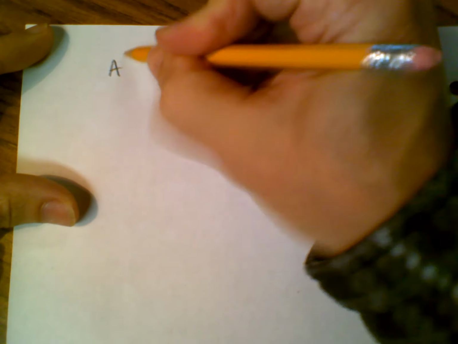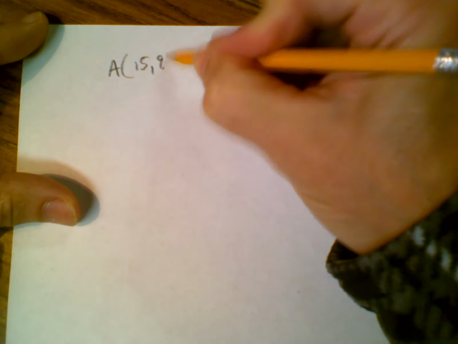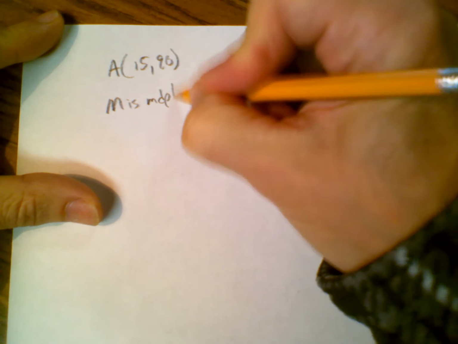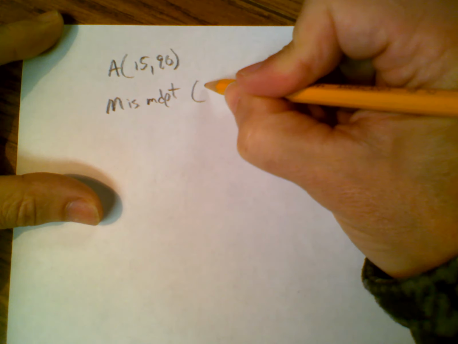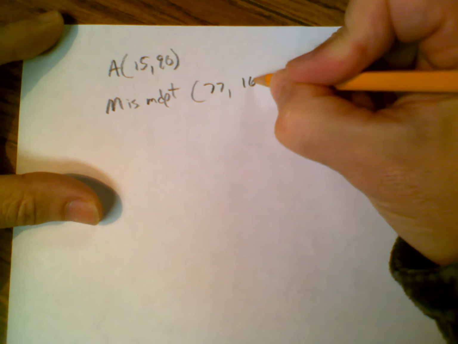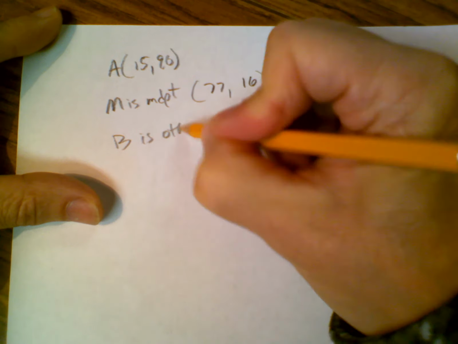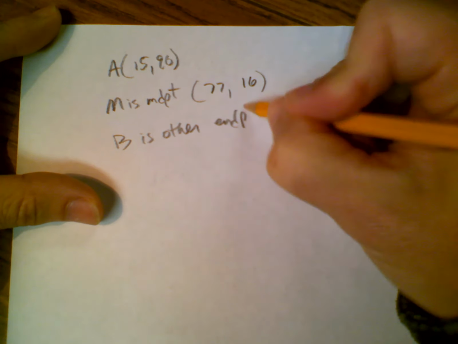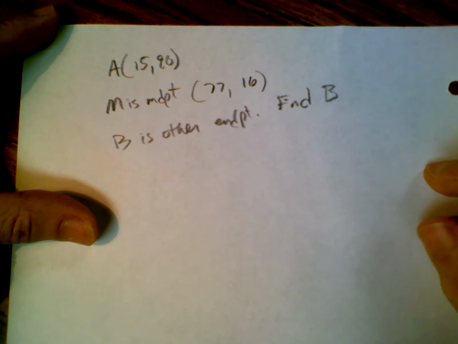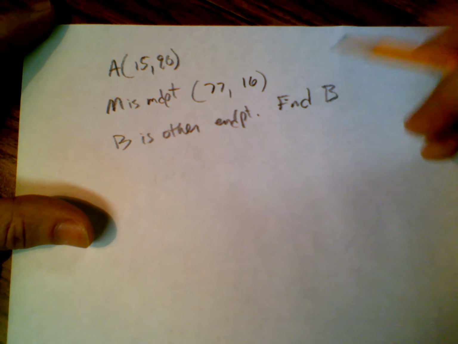Let's suppose I'm giving you a point A at 15, 90, and M is the midpoint, and it is at, let's call it, 77, 16. Okay, and then B is the other endpoint. Find B. Okay. I sometimes like to draw a sketch for myself, just a rough sketch.